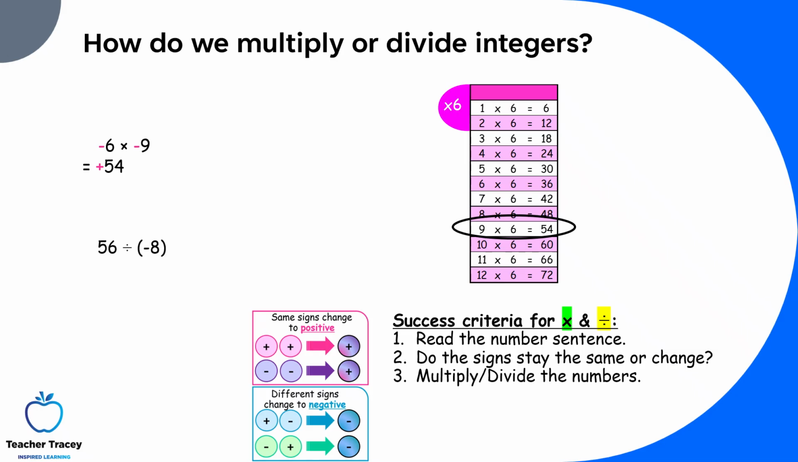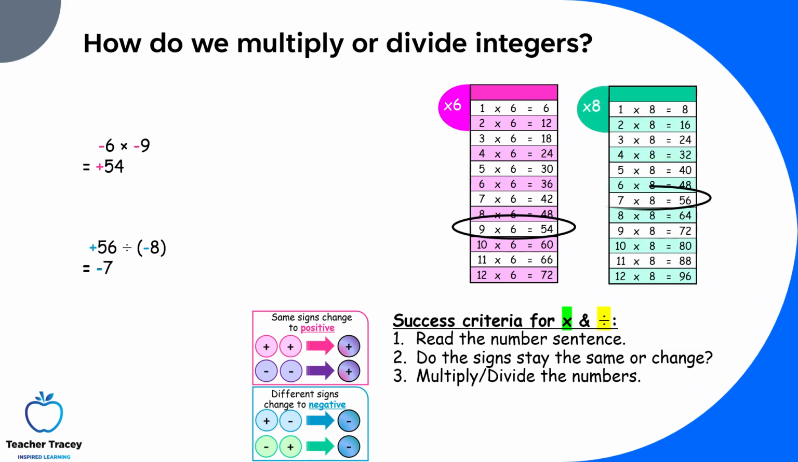Division's the same. 56 divided by minus 8, the signs are different, so the answer is going to be a negative. 56 divided by 8 is 7.